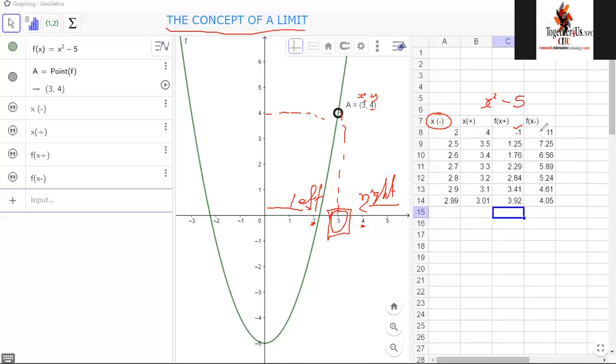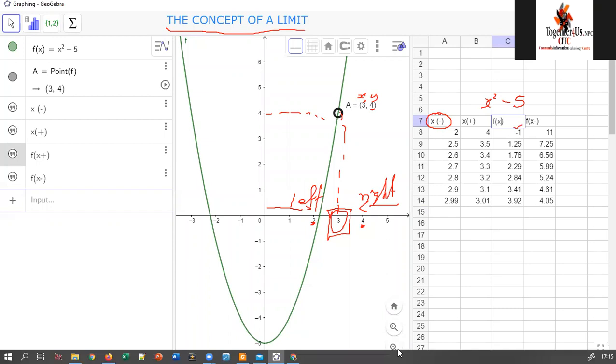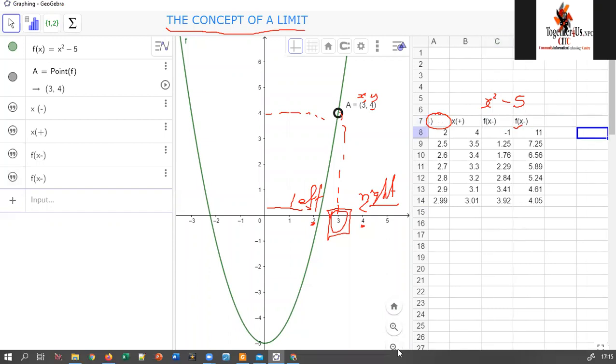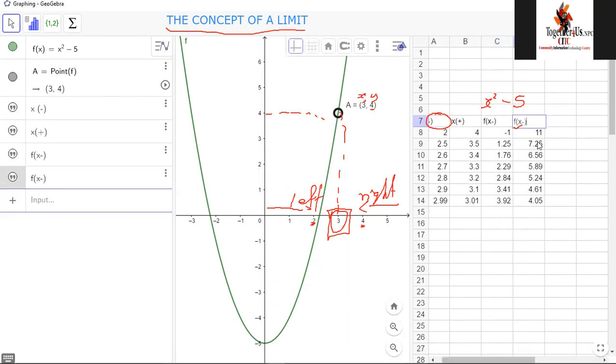The same thing here. Now, this one is for values from the right. So actually, I should fix this one here and indicate that this is as x is being approached from the left, and this one here is where x is being approached from the right. Okay, so now I hope you get what I'm saying.